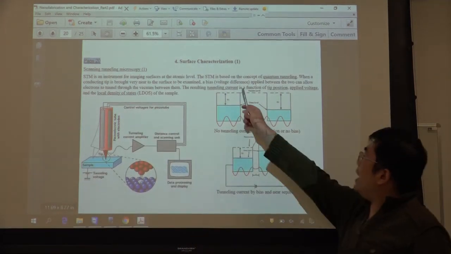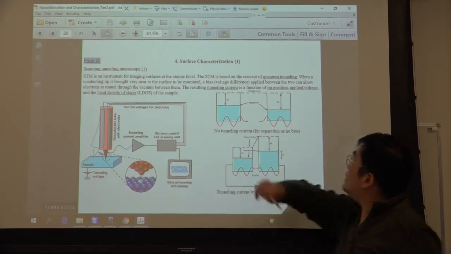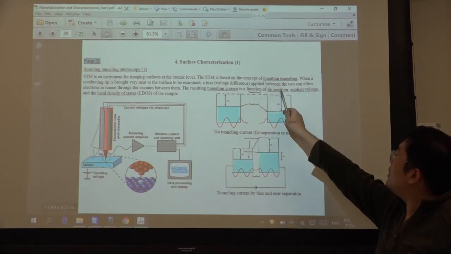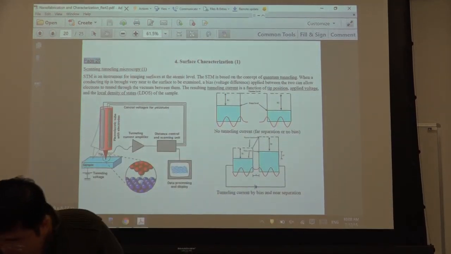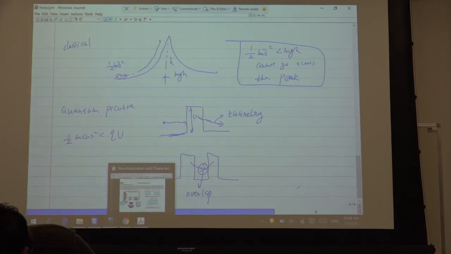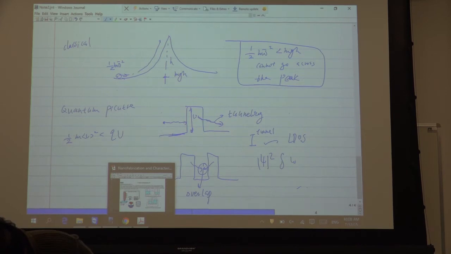So finally, the tunneling current between the tip and the sample is a function of the tip position and applied voltage. Very important is the local density of state. The tunneling current depends on the local density of states. How to define it? It's very similar to the photon case, with delta omega plus omega I, something like this, as I remember. This is the LDOS definition.